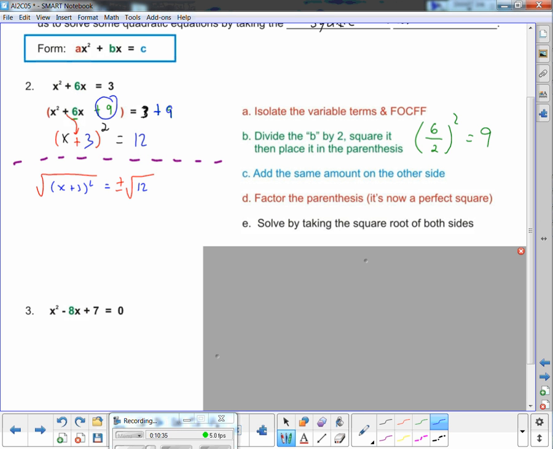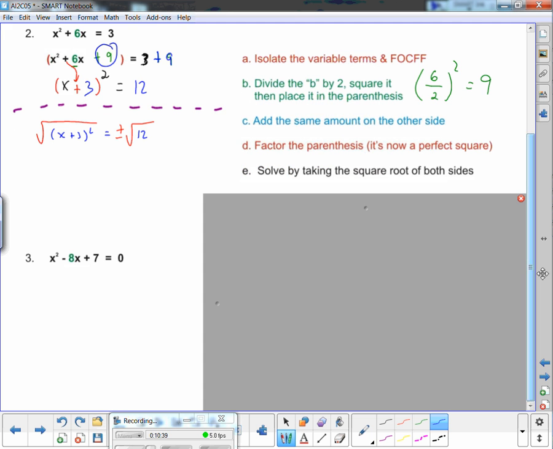So I'm going to take the square root of the left. I'm going to take the square root of the right. And x plus 3 is the left, because square roots undo squares. And can you simplify? Somebody tell me, what do we end up with on the right-hand side when you simplify that root? Abigail? All right, so we got plus or minus 2 times the square root of 3.